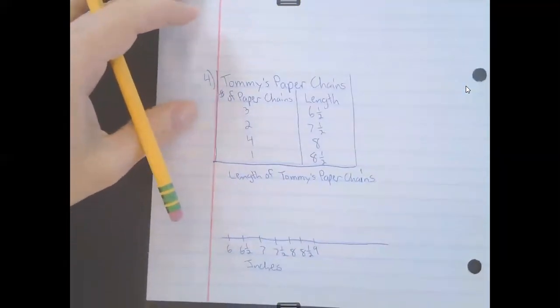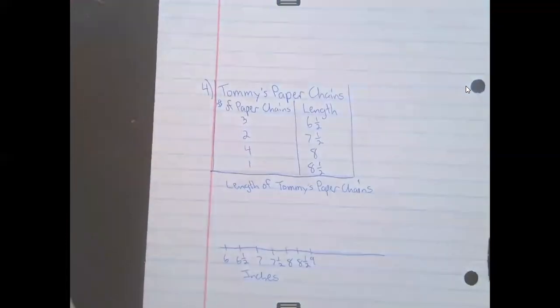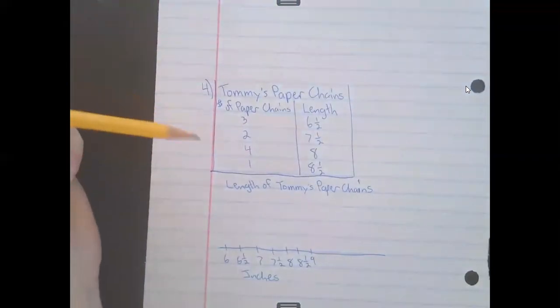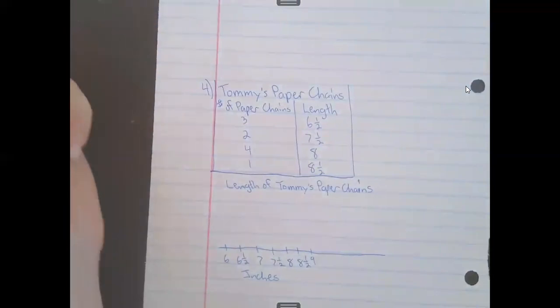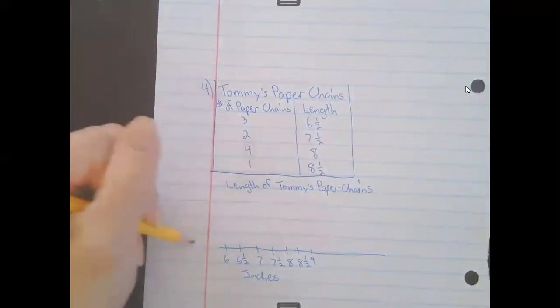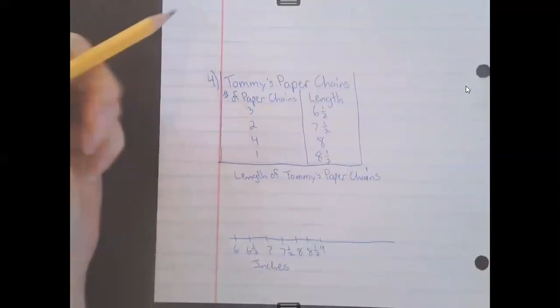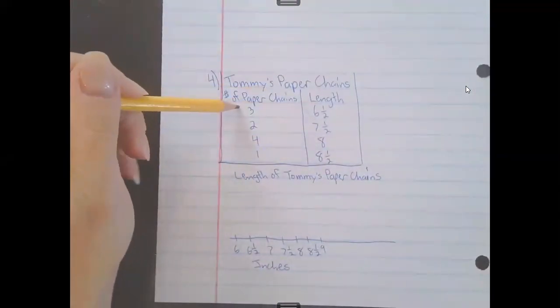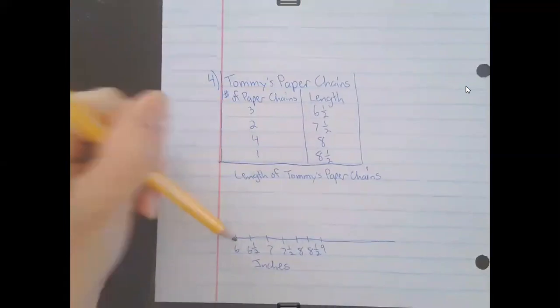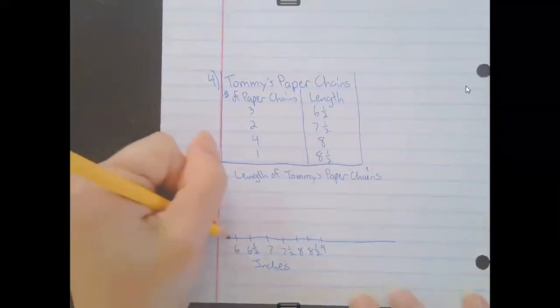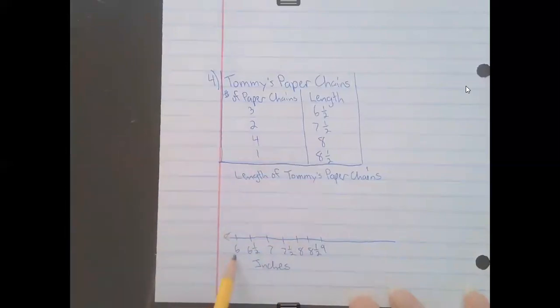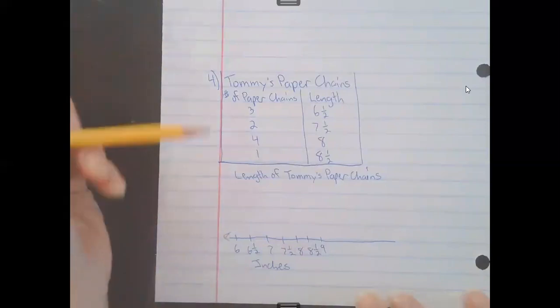So now let's take a look at question 4. Question 4 is going to be doing the same thing. Tommy wants to organize his collection of paper chains. He measured the lengths of his paper chains and made a chart. First, we're going to plug in the numbers from our chart up top and place them down below. Notice, boys and girls, I started at 6. I did not start at 1.